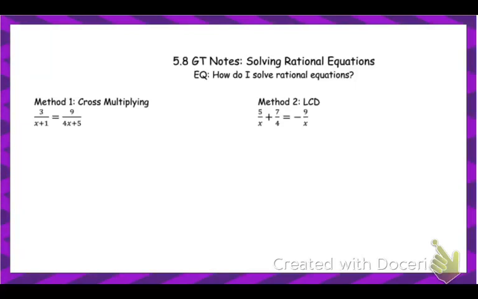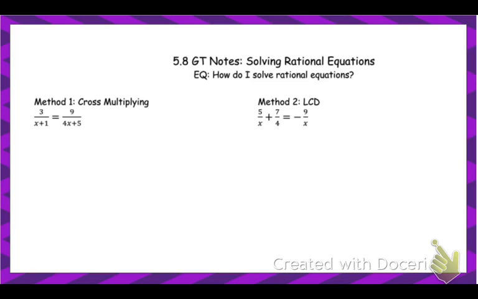Hi guys. So today we're going to transition from looking just at rational expressions to actually looking at rational equations. So instead of just simplifying or rewriting an expression, we're actually going to solve for an answer for x now. There's really two different methods we can use. One of them is cross-multiplying. One of them is using the least common denominator.